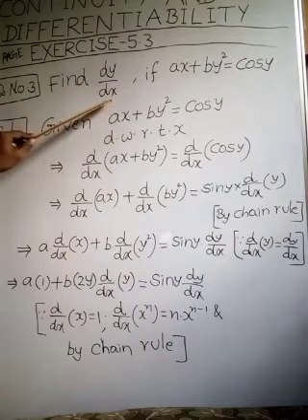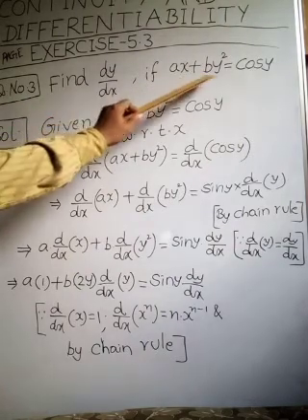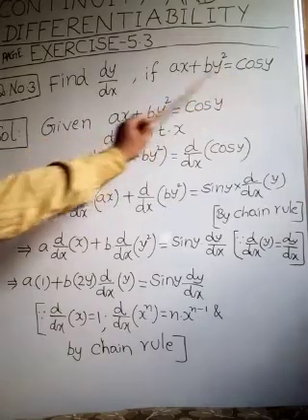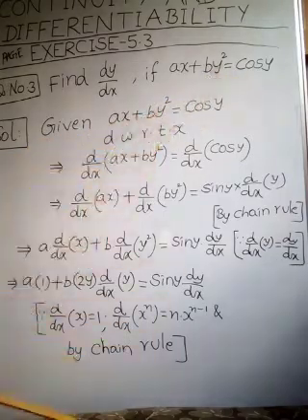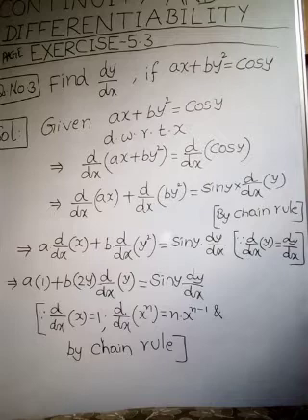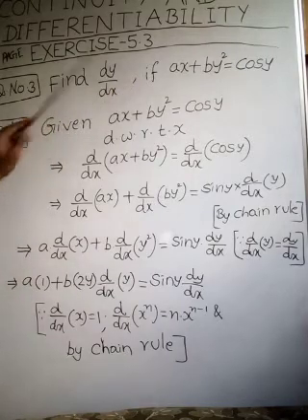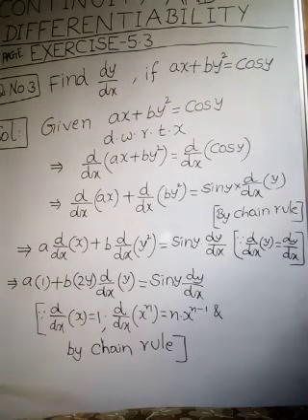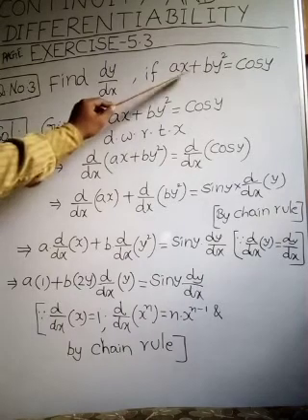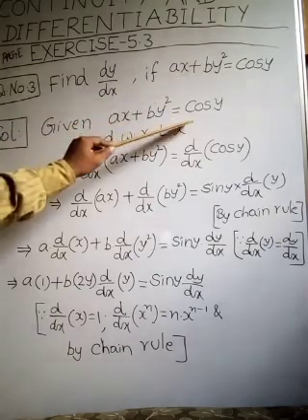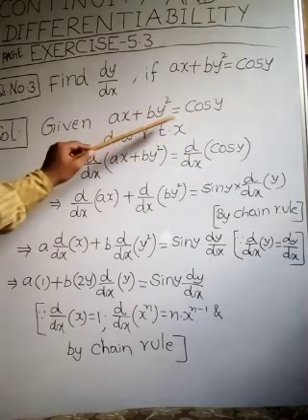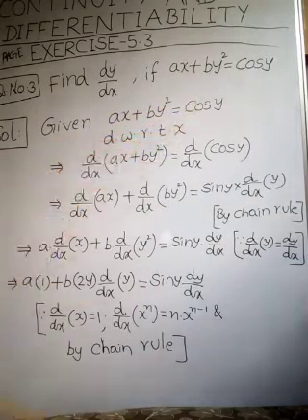Find dy by dx if ax plus by square is equal to cos y. This is the given equation. From this equation, we have to find dy by dx. Okay, my dear children? So, come to the solution part. I wrote the given equation as it is. Ax plus by square is equal to cos y.